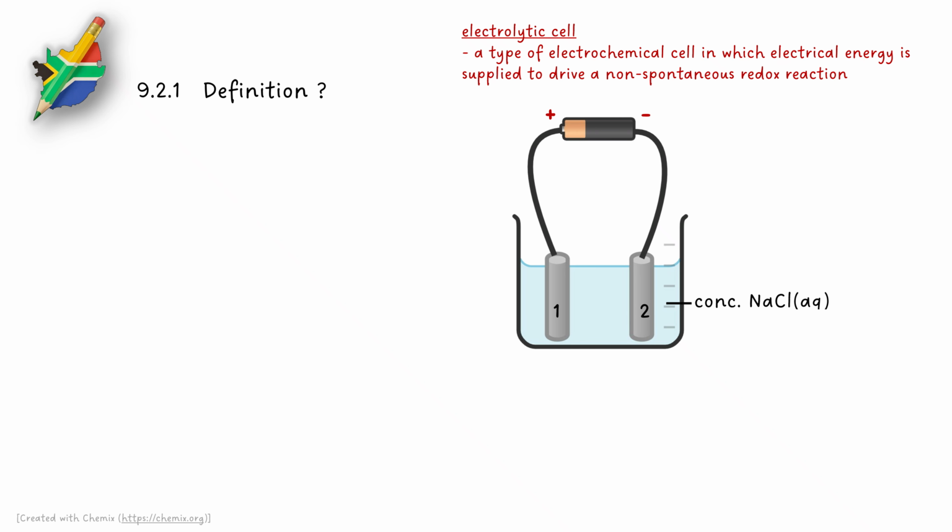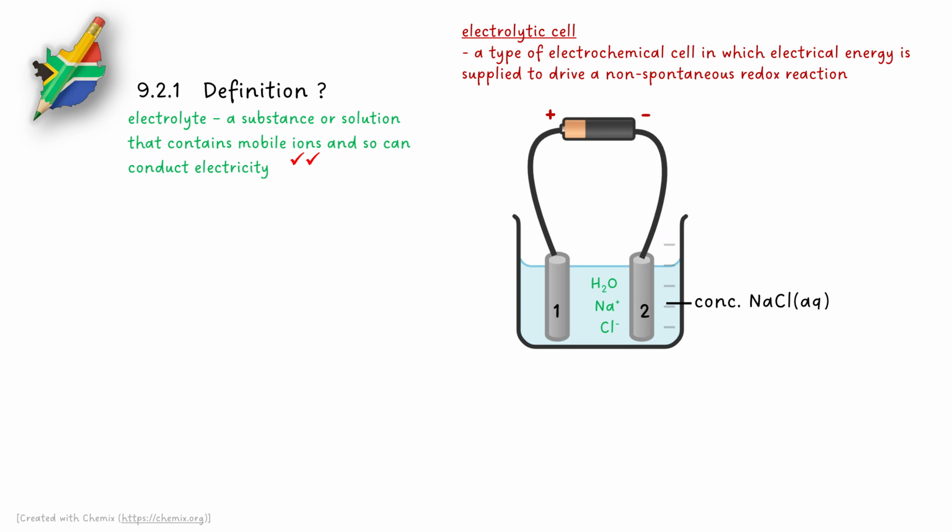Firstly, we need to define the term electrolyte. An electrolyte is a substance or solution that contains mobile ions and so can conduct electricity. Here we have an electrolyte solution instead of a molten electrolyte, and the species in solution are positive sodium ions, negative chloride ions, and water molecules.